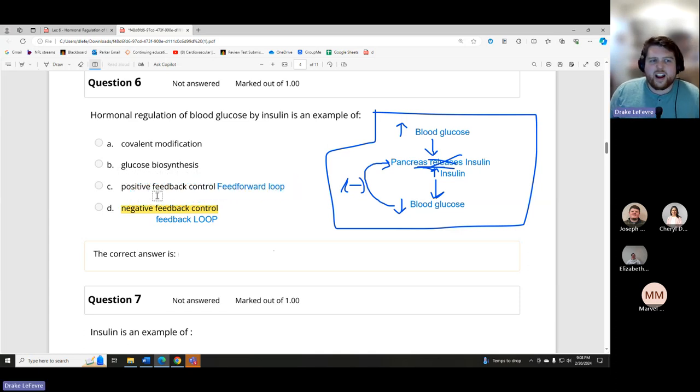So very rarely are you going to pick this as an answer, unless it's talking about oxytocin, or, like I said, I think there's one other one that does a feed forward as well.